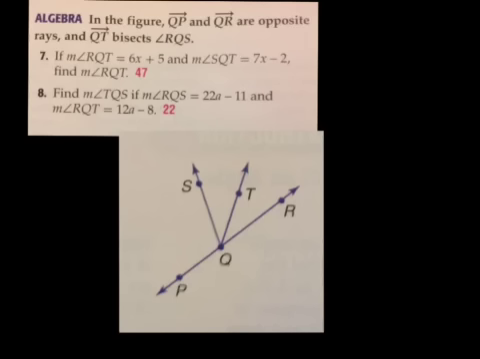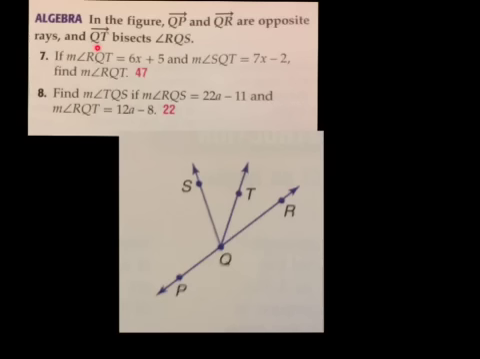Alright, let's say we had this picture here and this set of instructions. Let's go ahead and start by reading. In this figure, QP and QR are opposite rays. Okay, let's look down here. We have QP, we've got QR. Those are opposite rays, so I know that all of these added up is going to equal 180 degrees.